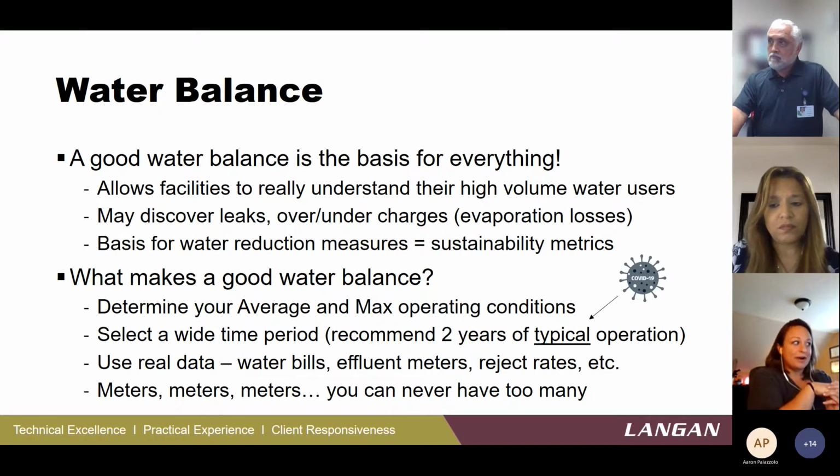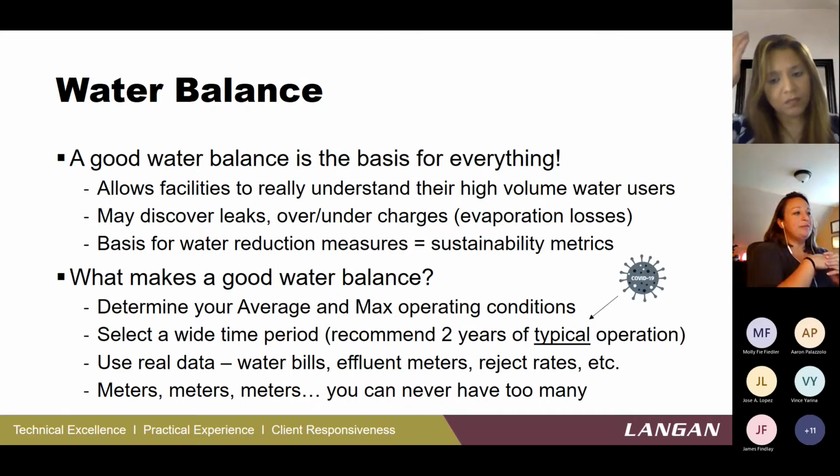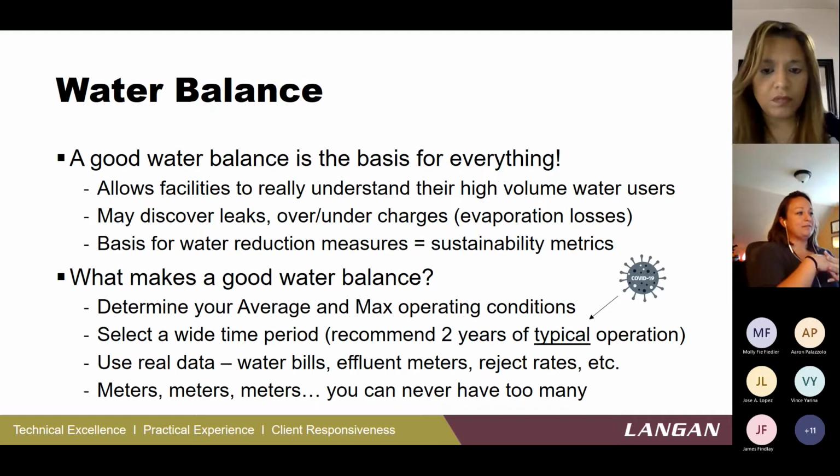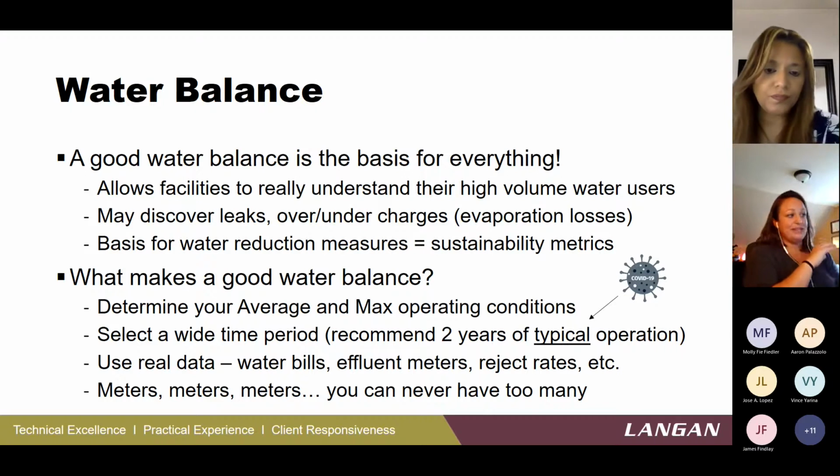So what makes a good water balance? Determining your average and maximum operating conditions, and then selecting a wide time period. Typically we recommend we go back 2 years, and we use real life data: water bills, meters, reject rates, whatever real data we can get on the water. We analyze any data we can, figure out how it's divvied up throughout the facility, and make it balance on both ends.